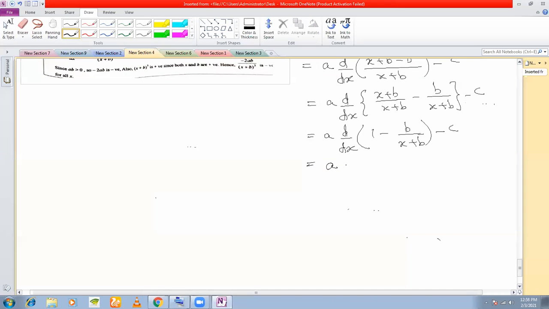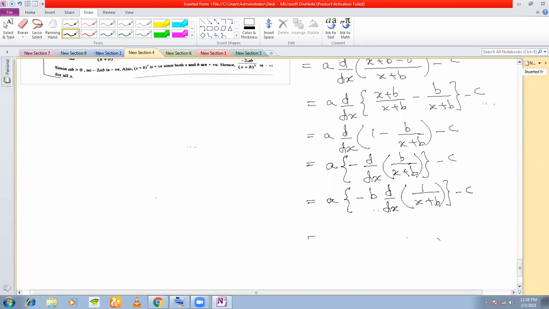Which is d/dx of 1, which is 0, minus d/dx of a into b by x plus b, isn't it? Minus c. Now b is again a constant, you can take it out. So minus, you can take it out, you get d/dx of simply 1 by x plus b, minus c. Now what do you have? Minus ab you get.